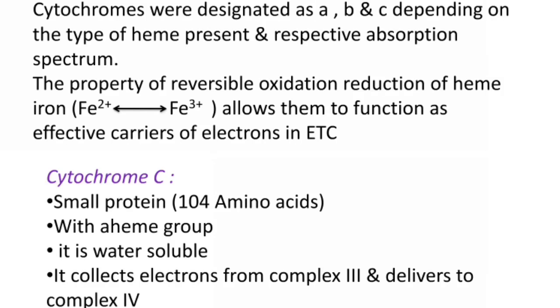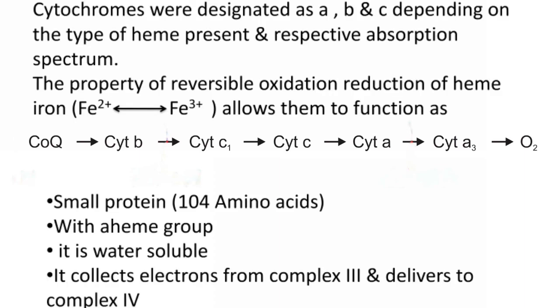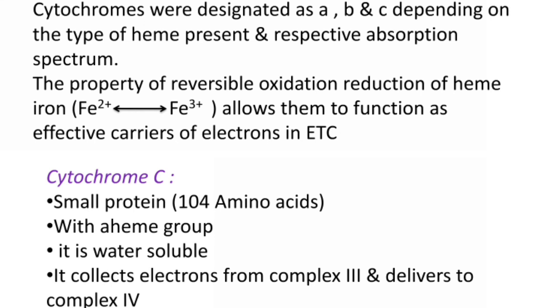The cytochromes were designated as A, B and C depending on the type of heme present and respective absorption spectrum. Electrons are transported from coenzyme Q to cytochromes in the following order: B, C1, C, A and A3. The property of reversible oxidation reduction of heme iron, that is interconversion between Fe2 plus form and Fe3 plus form of cytochromes, allows them to function as effective carriers of electrons in the electron transport chain.